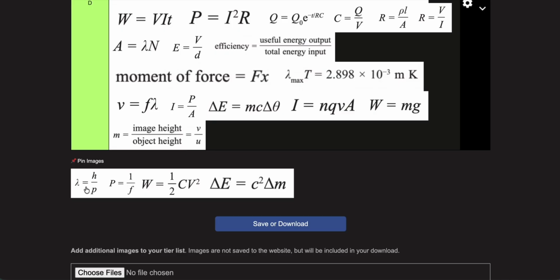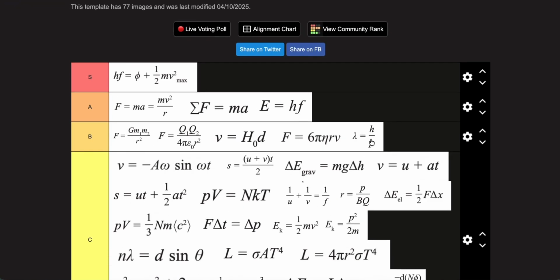All right, de Broglie's equation. It's very simple to use, but it was a very important discovery. So actually this, for me at least, goes to tier S. You didn't expect that, did you?